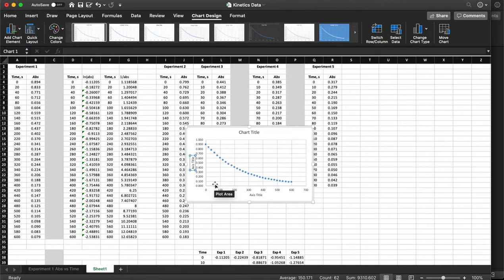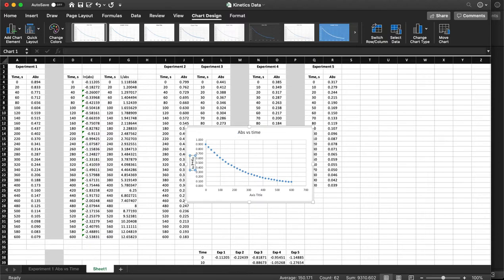I'm going to give both of my axes titles so that I can label things appropriately. I also have a chart title that's already there for me to edit. So the first thing I'm going to do is give this an appropriate title. I'm going to call this what it effectively is: an absorbance versus time plot. I'm just going to leave it like that, absorbance versus time.